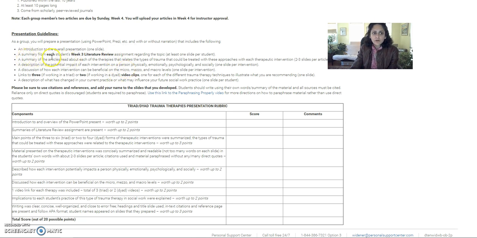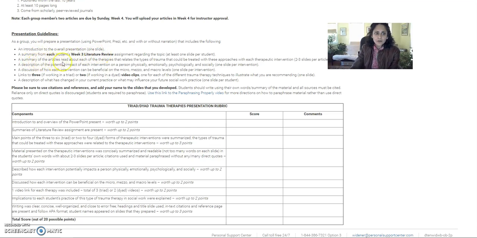So a summary from each student's week 3 lit review. This is simple to understand. So if you were dealing with domestic violence and your population was older women, then you would write what you learned about it in one slide, and your partner would write about domestic violence and children and what they learned about in that one slide. So you would have maybe 2 slides or 3 slides if you're working in a triad, right?